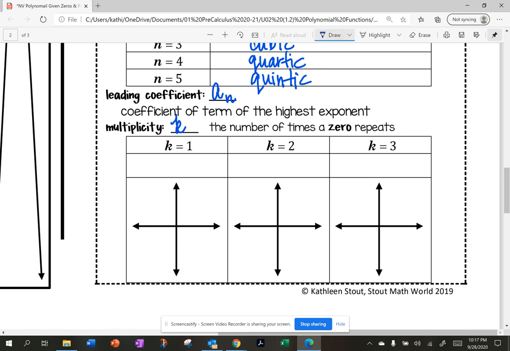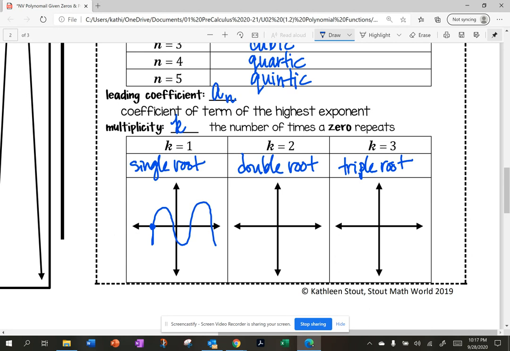When the multiplicity is 1, that is referenced as a single root. When k is 2, I have a double root. And when k is 3, I have a triple root. So I need to know what a single, double, and triple root look like.